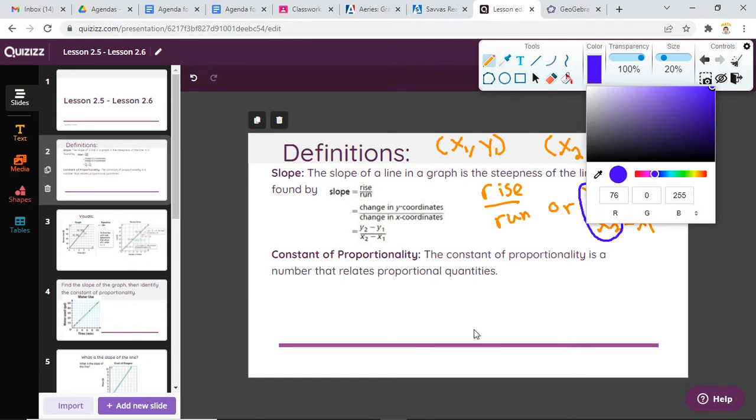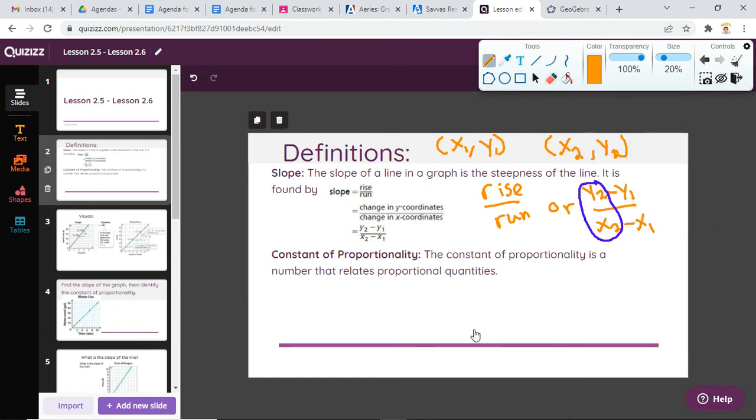The second thing we learned about is the constant of proportionality. So the constant of proportionality is a number or a constant that relates proportional quantities. And that's something we learned about in chapter 2 of 7th grade last year.